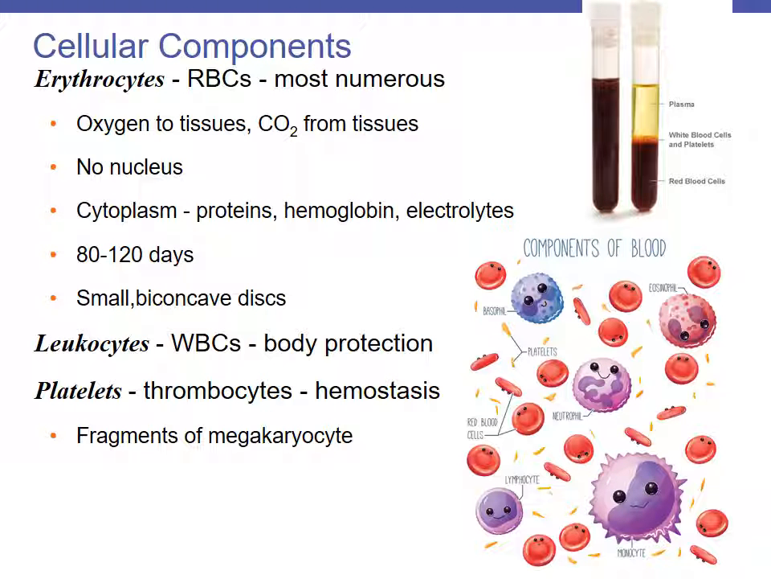Let's talk about formed elements. Okay, the first one we're going to talk about is the erythrocyte, right? The red cell, erythrocyte. We call these the red blood cells. Short form is RBCs, and they are by far the most numerous.